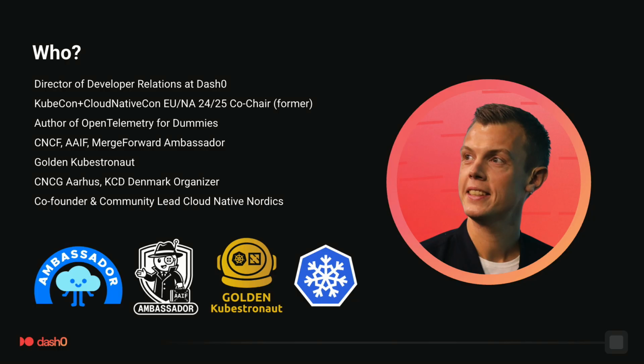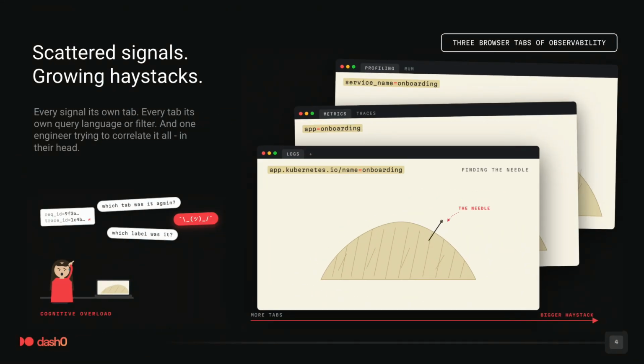So enough about me. I want to talk about observability today and what the ecosystem looks like. I think this image is probably familiar to some of you, that we have a lot of scattered signals that are living in different browsers, different systems. So maybe you have metrics in one system, tracing in another, and logging in a third system. And it's just a growing haystack because our applications are getting more and more complex.